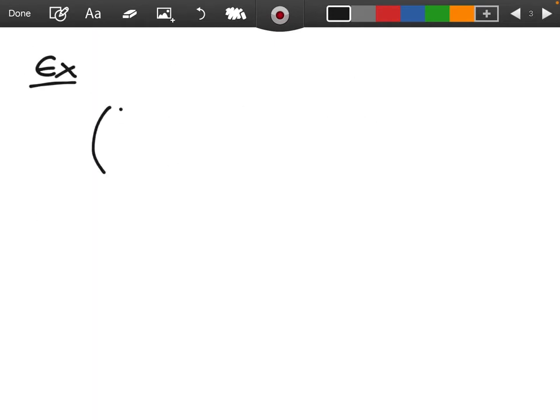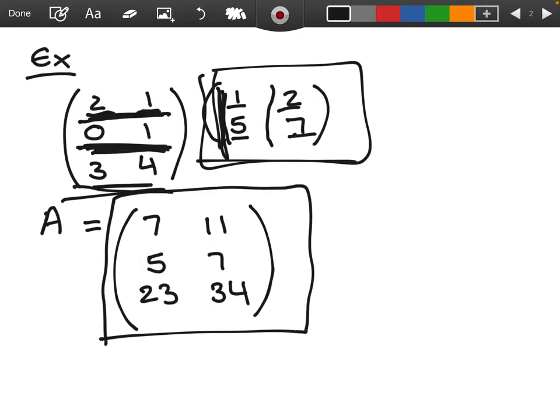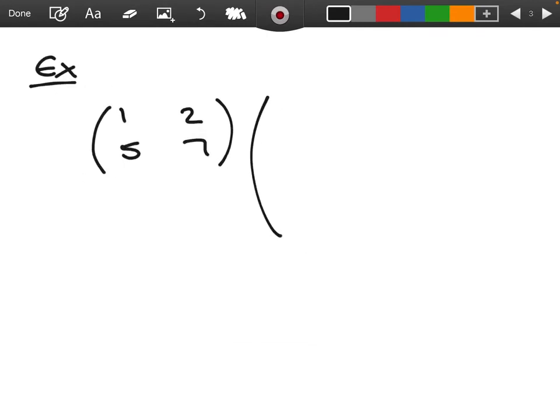So this time my first matrix is going to be this matrix, 1, 2, 5, 7. And my second matrix is going to be this matrix here, 2, 1, 0, 1, 3, 4. And I'm going to see if I can multiply these together.